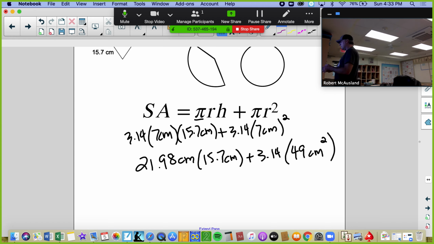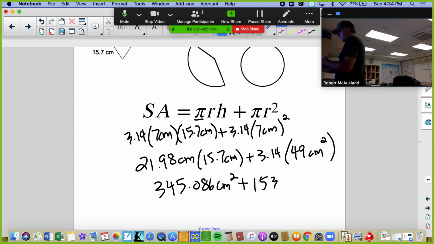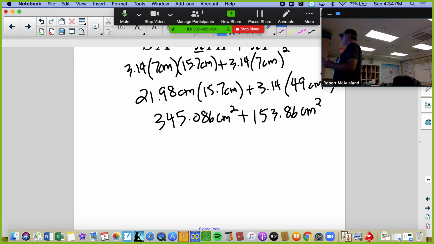Now let's take our 21.98 centimeters and multiply it by 15.7 centimeters, which gives us 345.086 centimeters squared. And we're going to add that to 3.14 times 49 centimeters squared, which gives us 153.86 centimeters squared. And now let's add the lateral area.